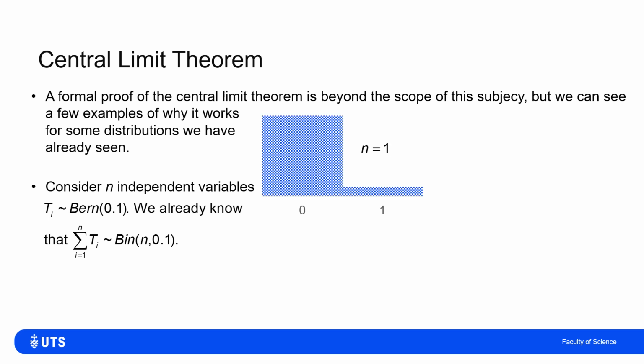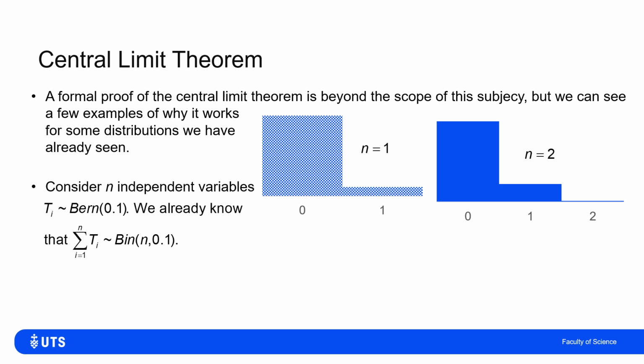So for n equals 1, I've just got a Bernoulli. So what I've got here is something that 90% of the time will be 0, and 10% of the time will be 1. Now that's clearly far from a normal variable. It's very skewed. It's certainly a very short range.